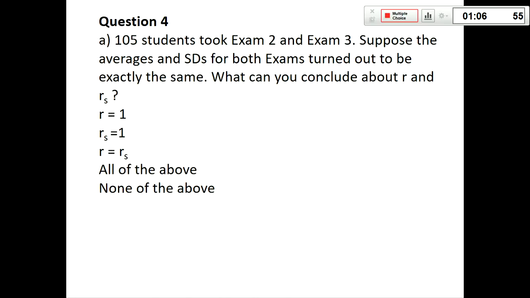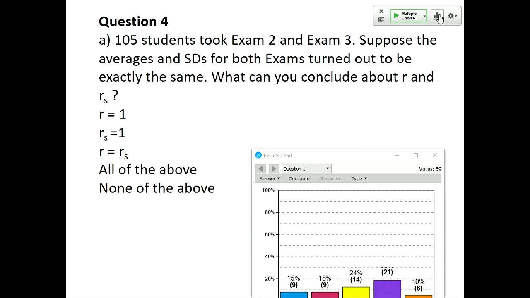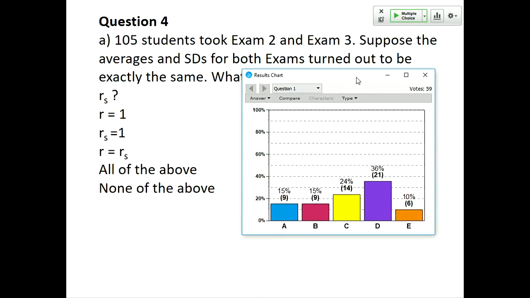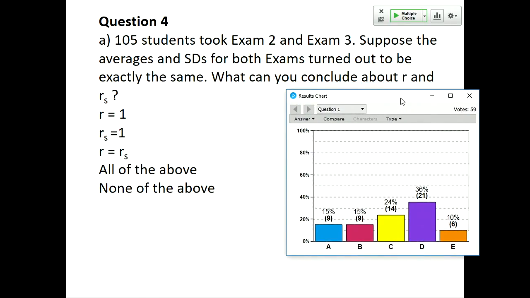All right, so let's see what you chose here. There's some uncertainty. Most people chose, what is this? This is A, B, C, D, and E. Did you get that mixed up? Maybe because you didn't see the letters there. Anyway, the answer is none of the above, which is E.